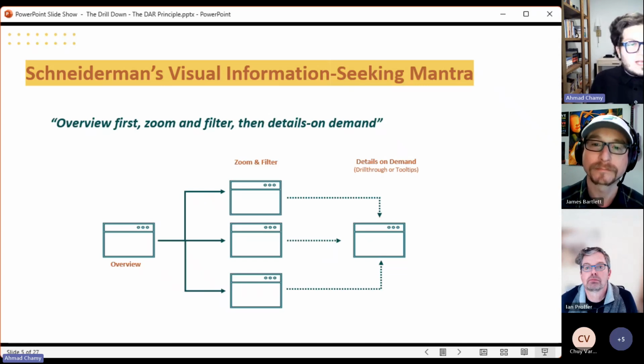You may apply a couple of slicers, you're looking at different trends, you're getting a sense of the data, and essentially it follows a very similar line of this visual information seeking. So you overview first, you zoom and filter, that's your analysis page, and then details on demand.